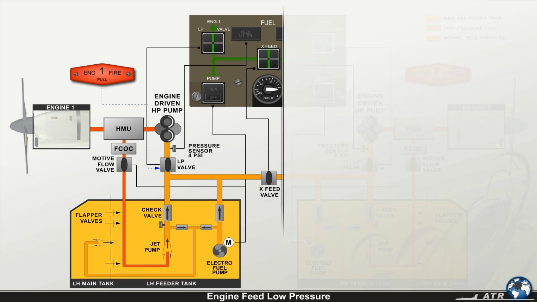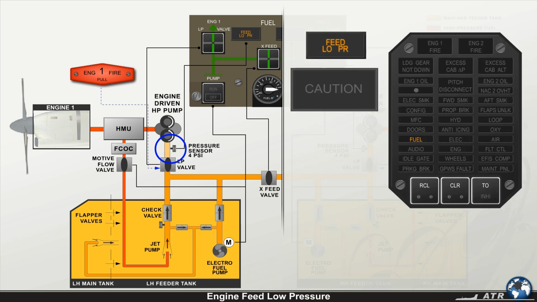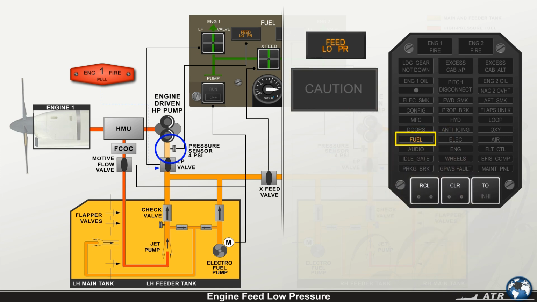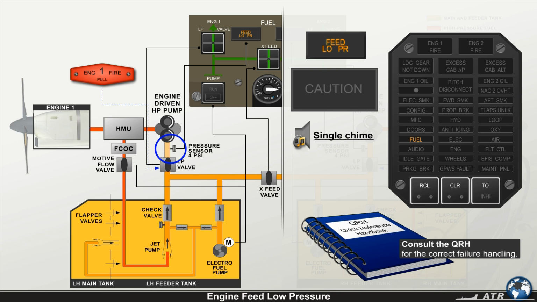Assume that the engine 1 feed pressure drops below 4 psi. The following alerts will be generated to warn the flight crew about this problem. The master caution light flashes amber. The fuel light on the CAP illuminates amber. The associated feed low pressure light on the fuel panel illuminates amber. And a single chime sounds. Consult the QRH for the correct failure handling.